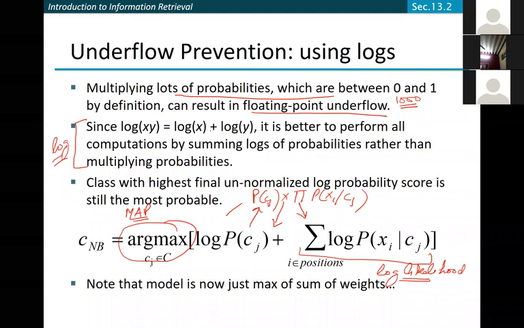So these concepts you need to be very clear about. Why do we take the log likelihood? Why is it taken? This should be very clear to you.